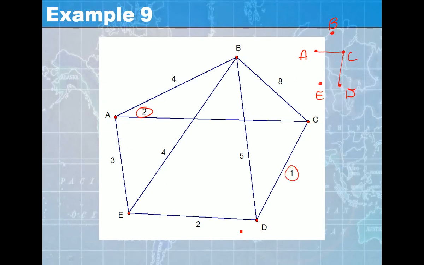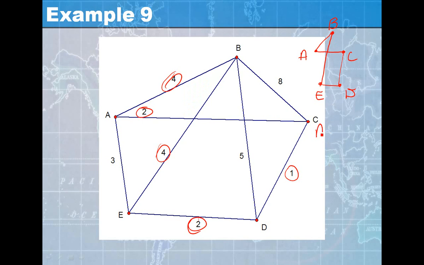I'm at D. My choices are B and E. D to B is 5. D to E is 2. So I choose to go to E. I'm at E. I don't have a choice. I want to go to B for 4. And then I want to close the circuit B back to A for another 4.